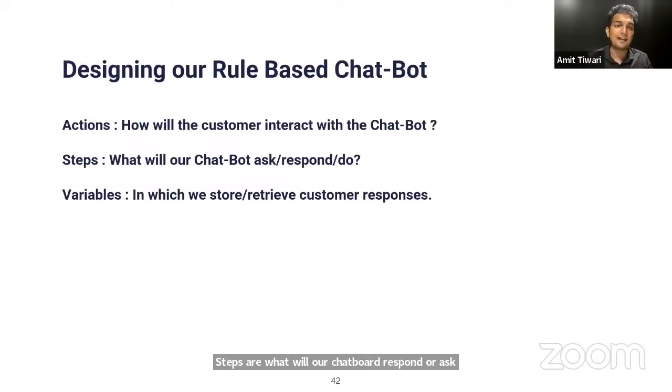And variables, as you know, if you are familiar with programming, are something in which we will store and retrieve the customer responses. So we will design our rule-based chatbot with these three things: actions, that means what the customer is saying to the chatbot; steps, that means what our chatbot is saying or asking or responding or doing; and variables, in which we are storing these customer responses. I will explain all these three things to you in detail.